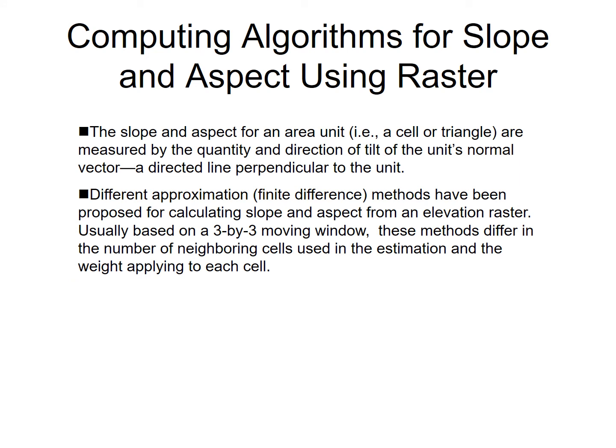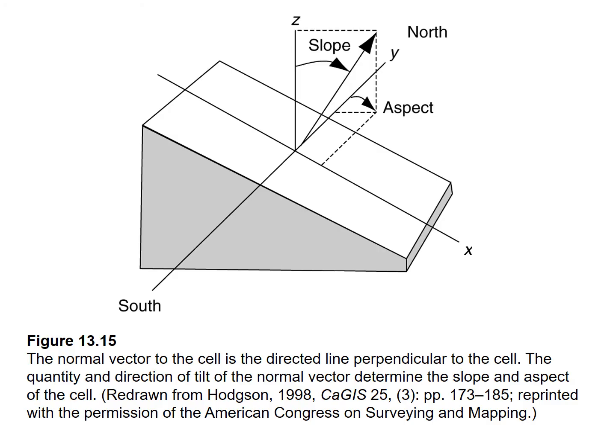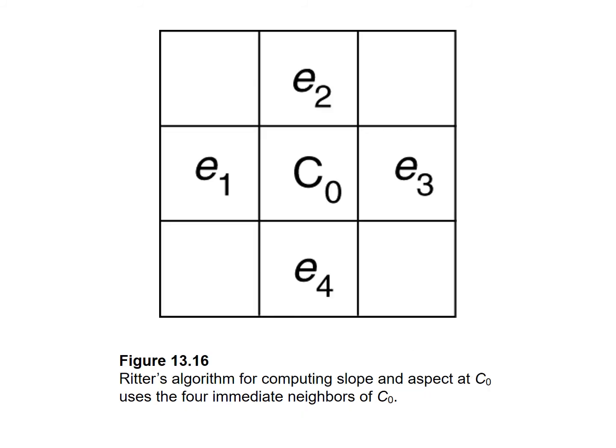Various algorithms for computing these things. Slope and aspect are real measurements, and they tend to be directed perpendicular to the unit. Different approximations are out there, different ways you do it. Usually it's based off of an elevation raster and a 3x3 moving window, but that is not always the case. You can have situations where you measure slope over a larger area and not just a small 3x3 moving cell. So this shows how you can measure what aspect and slope are relative to a particular landscape.